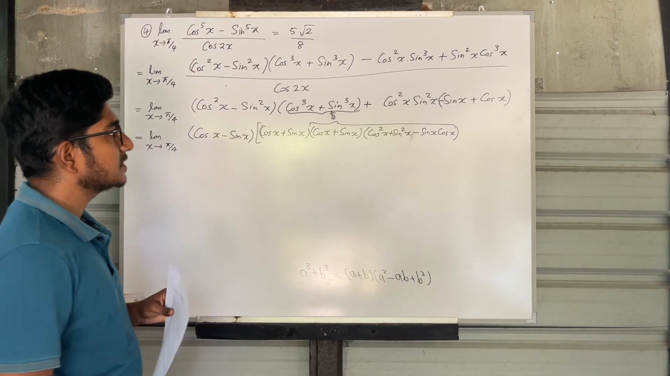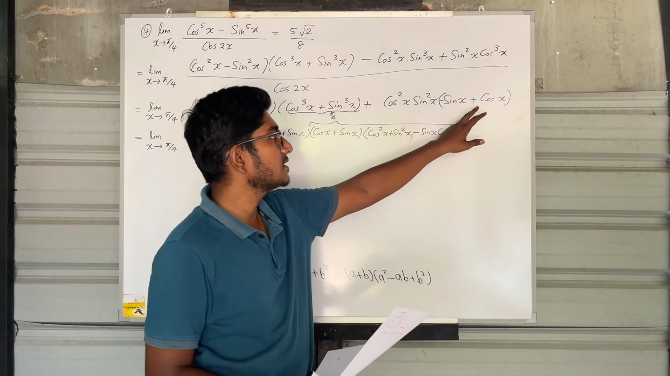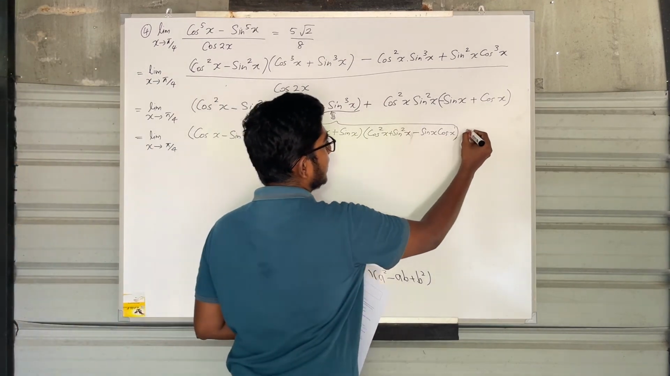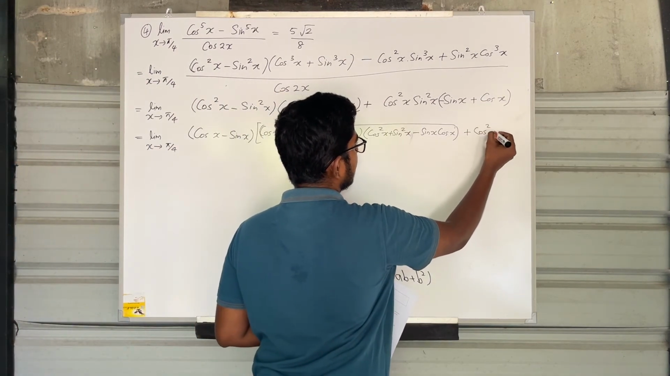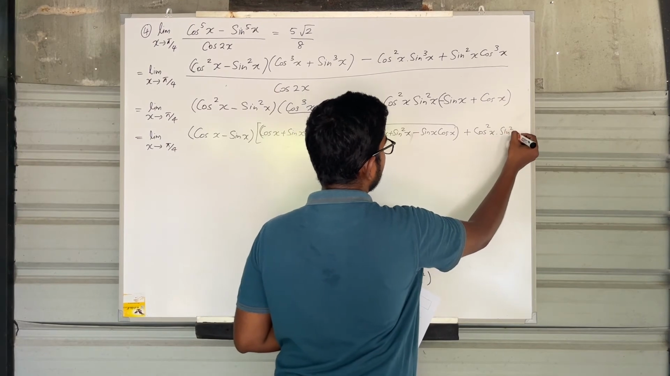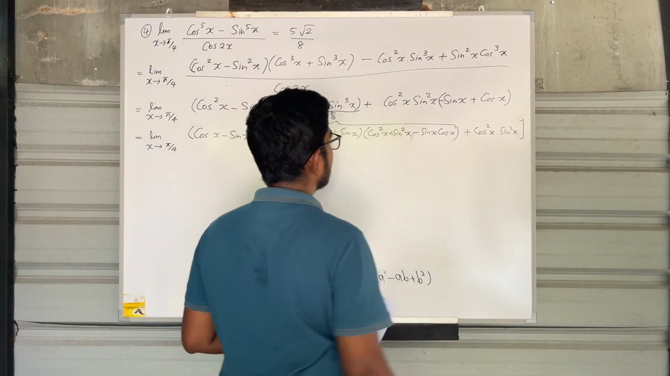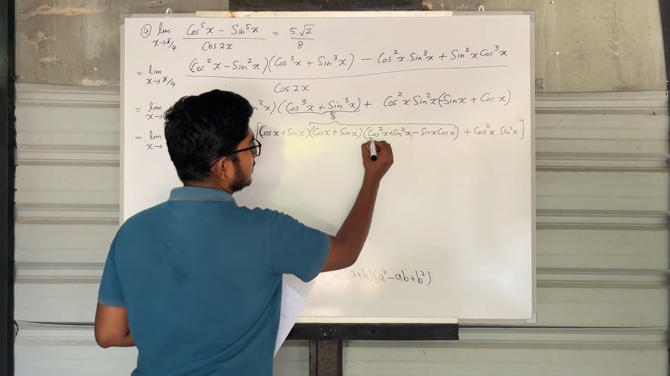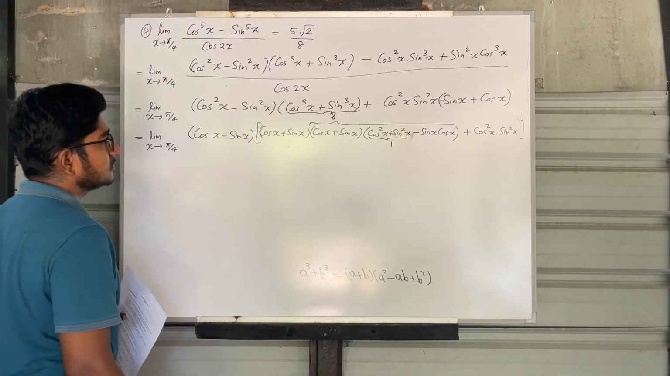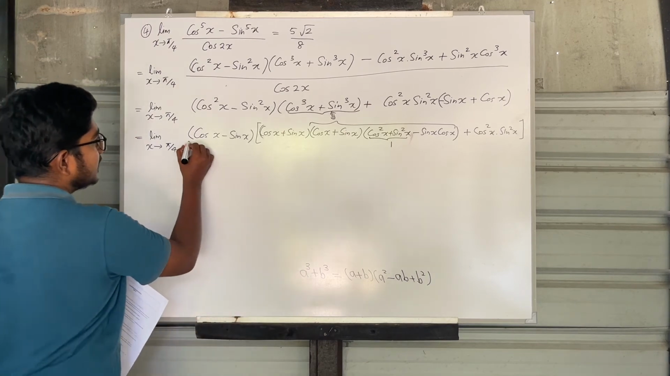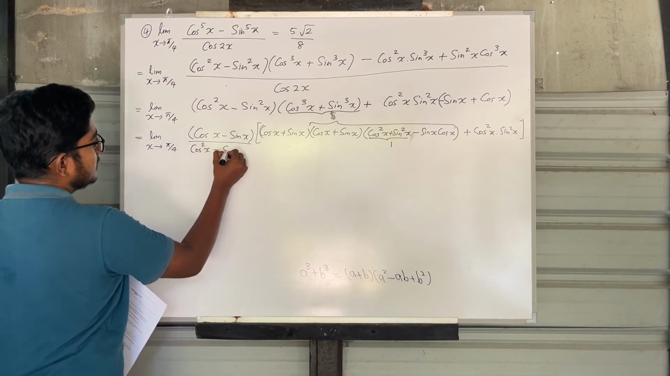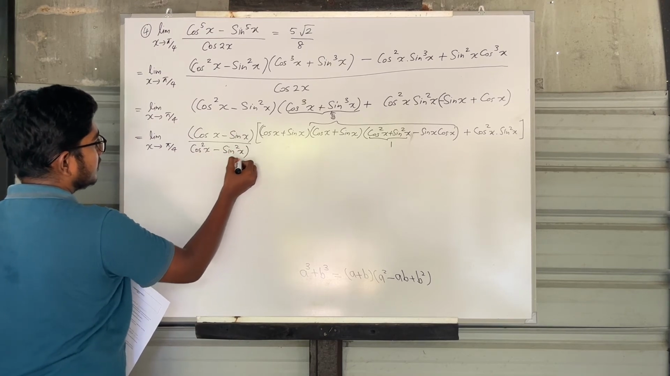Then from the second term, this bracket is taken out as common factor cos x minus sin x. The remainder is cos squared x sin squared x. This is 1. This is equivalent to 1. Denominator we have is cos 2x. I can write cos squared x minus sin squared x for that.